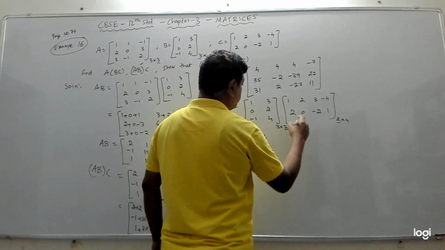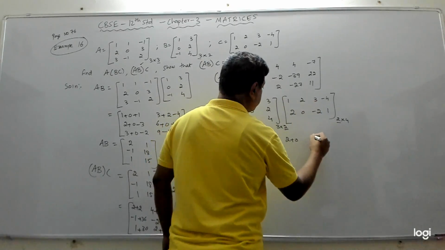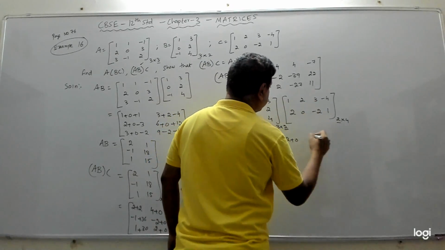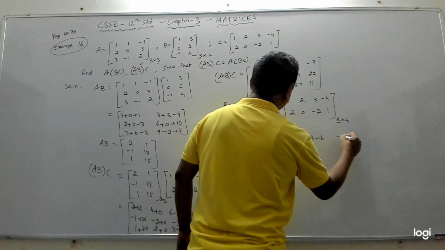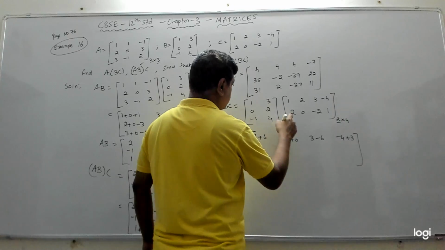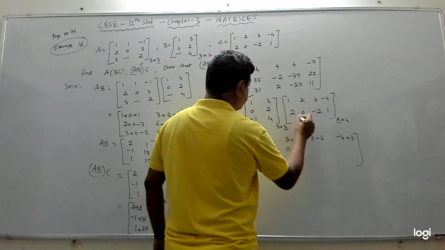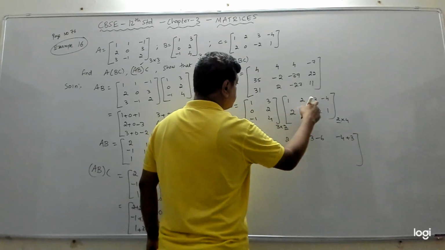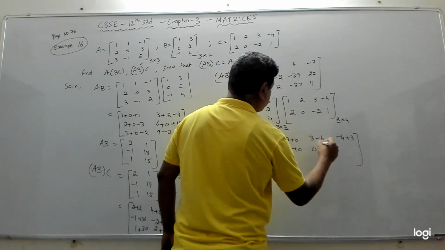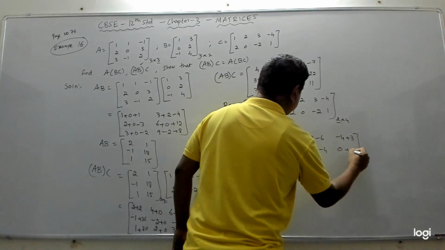Then 1 into 2 is 2, 3 into 0 is 0. Then 1 into 3 is 3, 3 times minus 2 is minus 6. 1 times minus 4 is minus 4, 3 times 1 is 3. Then 0 times 1 is 0, 2 times 2 is 4. 0 times 2 is 0, 2 times 0 is 0. 0 times 3 is 0, 2 times minus 2 is minus 4. 0 times minus 4 is 0, 2 times 1 is 2.